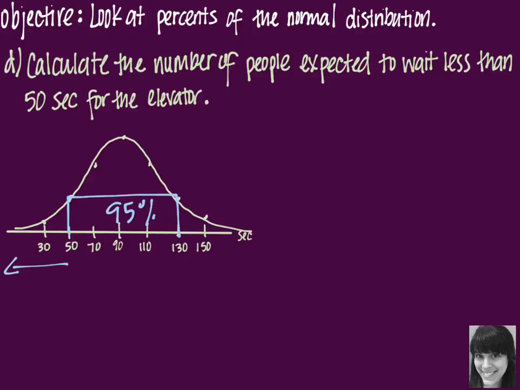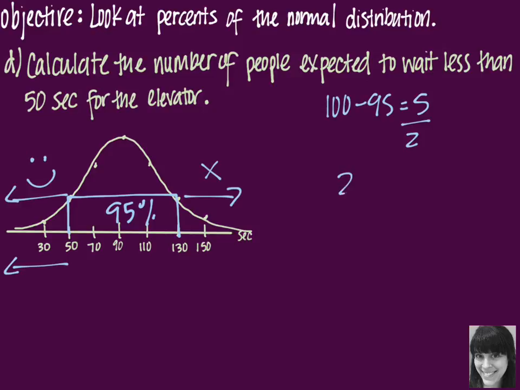So again, I don't care what happens up here. I care about what happens down here. This makes me happy. So I'm going to take 100 minus 95. I get 5. I divide it by 2 to get only half of that information. So I get 2.5%, right?